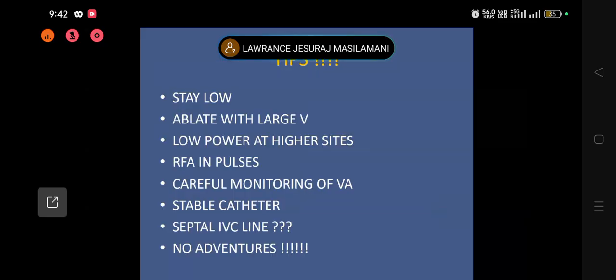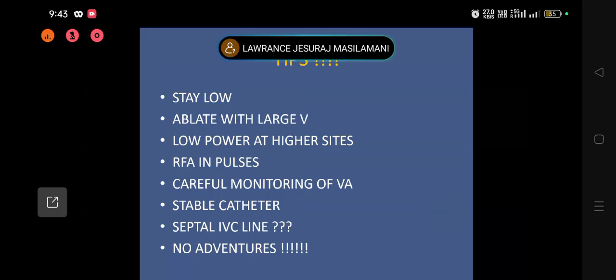Tips: always stay low. At least in the initial part of your career, maybe the initial 3 to 5 years of your EP career, don't cause AV blocks. Stay low. Ablate always with larger Vs. When you are going to the higher sites, when you have moved to the LA areas which I have shown you, go with lower powers. Go with 20 or 30 watts rather than high power.